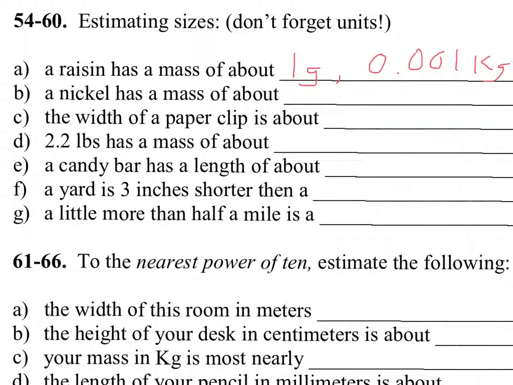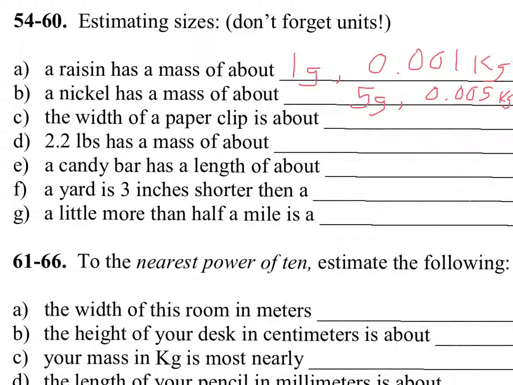A nickel has a mass of about 5 grams. So these are units that you can get used to using so that you can get a feel for them internally and be able to approximate. An actual nickel is about 5.1 grams, but this is 0.005 kilograms.